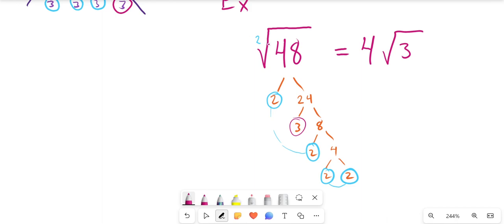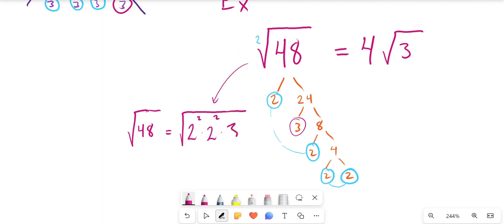But how could you see that, right? If maybe this isn't necessarily clear, or you're just getting started with this practice, you could say that, all right, well, the square root of 48 is going to be equal to 2 squared times 2 squared times 3, right? There's all 4 of my 2's, 1, 2, 3, 4, and a 3.